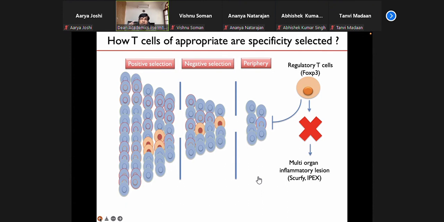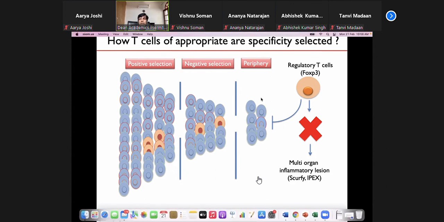It's not like some of these specific sequences are preferred and some are not. This is a very random process, and that is why you are able to generate all kinds of specificities. I think someone else is logging in for the other class, so we have to stop here.